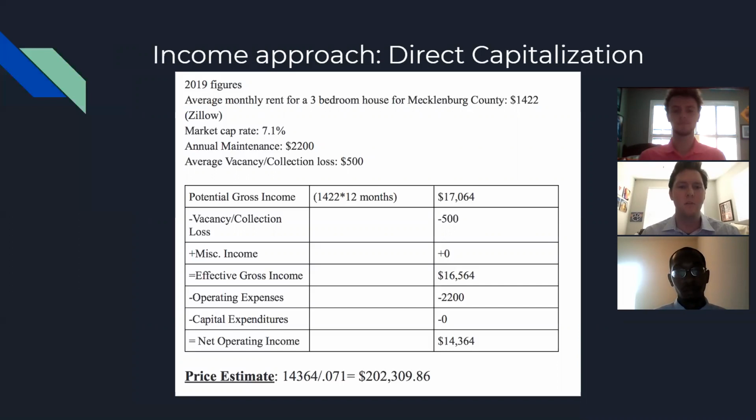And same kind of procedure for the annual maintenance and collection losses. We just looked at other situations that were comparable, and that's about what they were doing. So we just used those numbers as well.